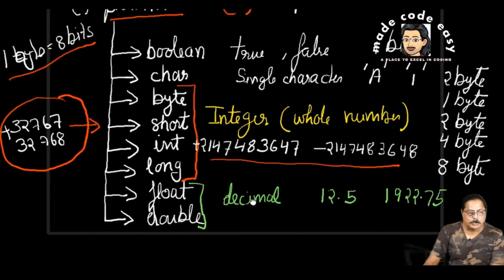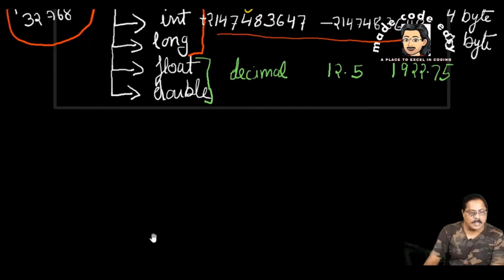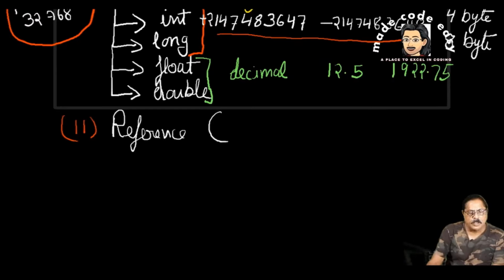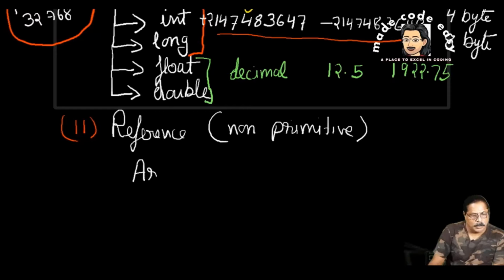Now we come to the second part, that is the reference data type. Reference we call non-primitive. We have array, that we will study afterwards. It is a non-primitive type. String.